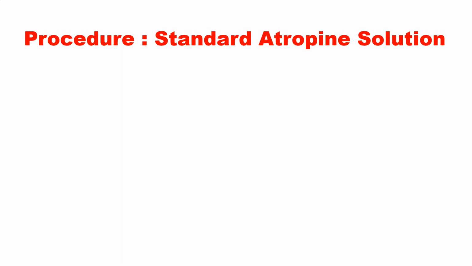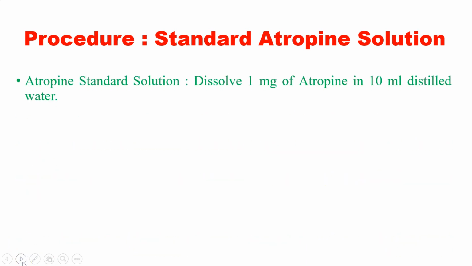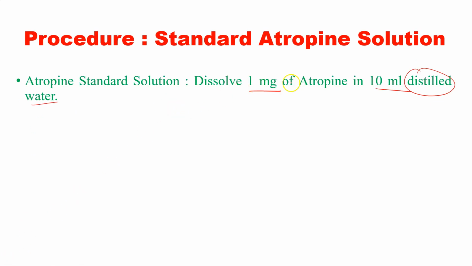First we will see the procedure for the standard atropine solution, or we will also call it a stock solution. For that purpose, take 1 milligram of atropine, to be dissolved in 10 ml of distilled water. For the purpose of the calibration curve, utilize only distilled water for it, and after that you will get a concentration. What concentration in ppm does it form?